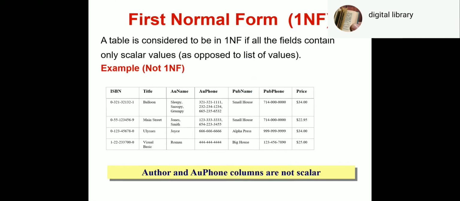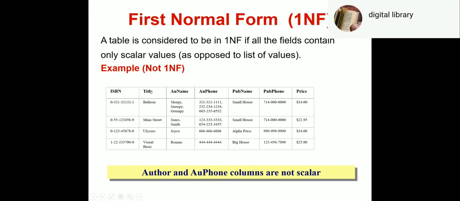Now let's understand what is first normal form. A table is considered to be in first normal form if all the fields contain only scalar values as opposed to a list of values. See, when you're reading it, it sounds very simple. A table is considered to be in first normal form if all the fields contain only scalar values. Look at this table below.